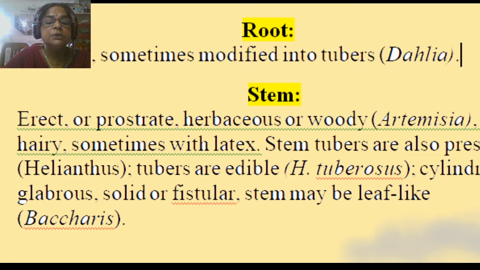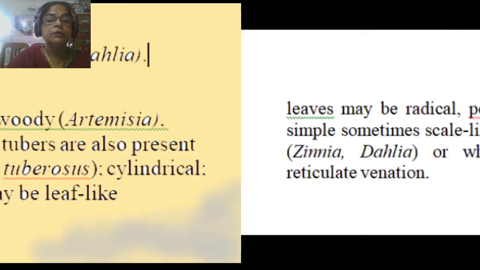The stems of tubers are also present, just like in Helianthus. These tubers are edible, for example, Helianthus tuberosus. The stem is cylindrical, glabrous, solid or fistular. Fistular means hollow. In some cases, for example, Baccharis, the stem is modified into a leaf-like structure. So these are the characters of the stems which are found in the family Compositae.